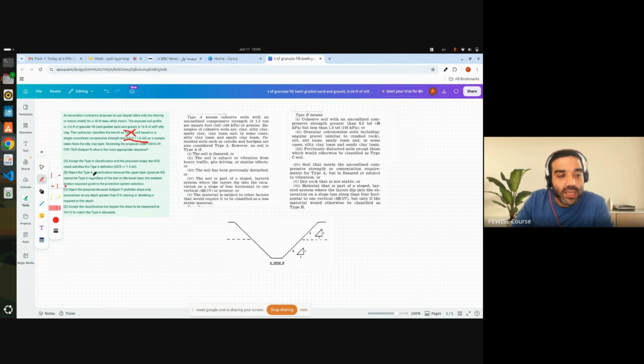So let's read the answers. Option A says accept the type A classification and the proposed slope. This is wrong. It is not type A. Option B, reject type A classification. This is correct. Let's read the others. Option C, reject the proposal because Subpart P prohibits a slope-only excavation at any depth greater than 5 feet. I'll show you how to find this answer. So let's keep this. And then option D says accept the classification, which is wrong because it is not type A.